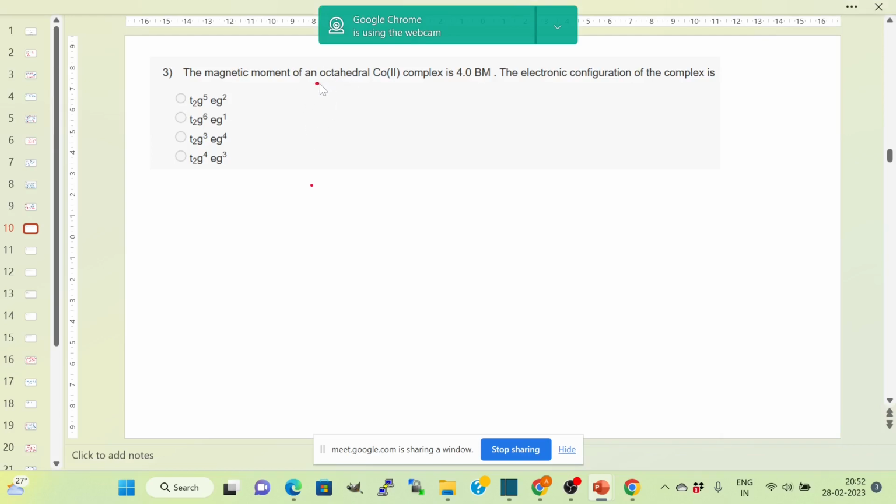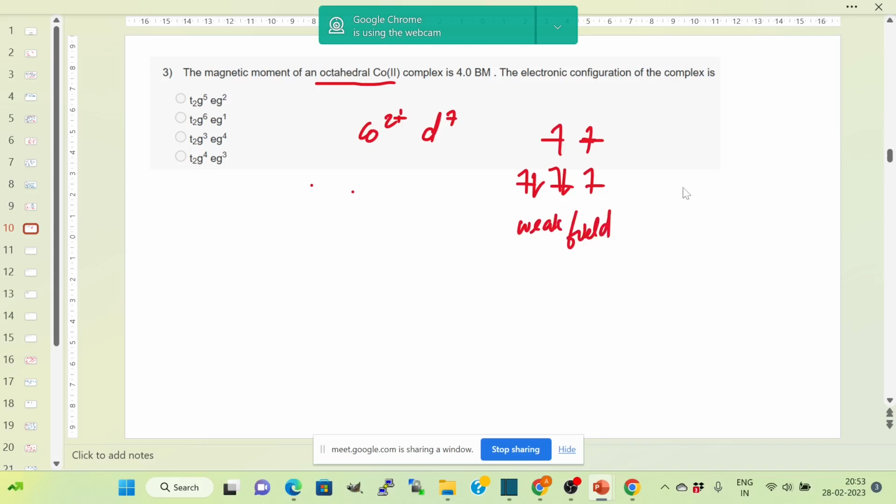They have said an octahedral Co2+ complex. Co2+ is d7, and octahedral means there should be t2g and eg splitting. We can do this in two ways, since we don't know whether the ligand is strong field or weak field. So we will arrange in both ways, one without pairing and one with pairing. 1, 2, 3, 4, 5, 6, 7: this is without pairing, the weak field ligand case. The next case is 2, 4, 6, 7: the strong field.